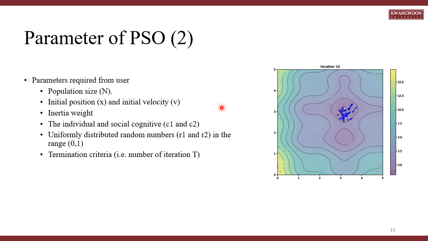the parameters required from the user to define the PSO are: first, population size, initial population and initial velocity, inertia weight, and the individual and social cognitive coefficients C1 and C2. We discussed these in the previous slide. There are also individual and social cognitive terms in the velocity equation, and then uniformly distributed random numbers, which range from 0 until 1. Another part is the termination criterion, the number of iterations t.